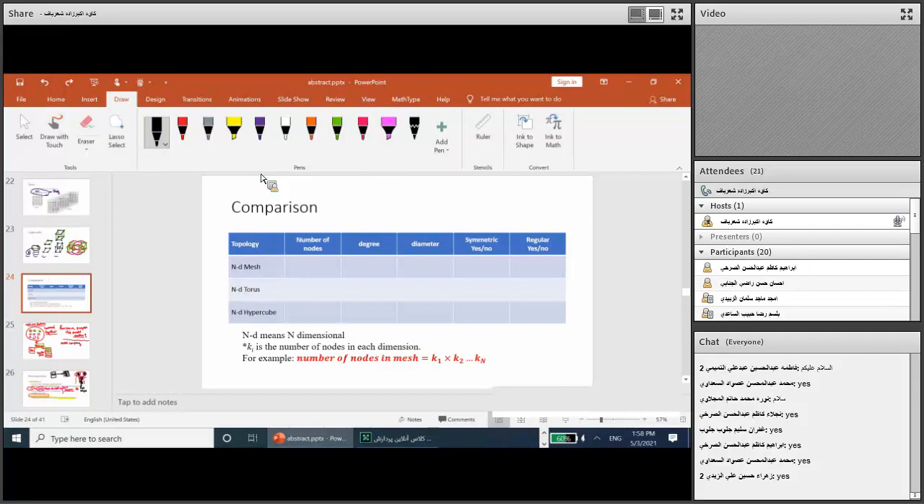This assignment should be examined in the general case. General case. What is the meaning of general? It means, for example, in the ND mesh. For example, in the ND mesh. Please pay attention. 1D mesh.